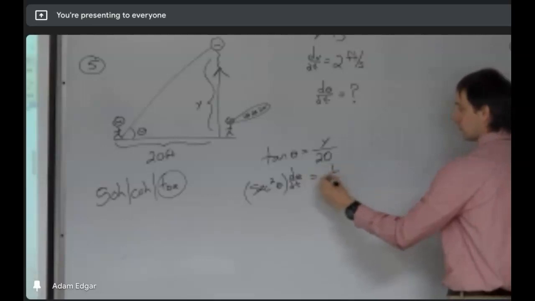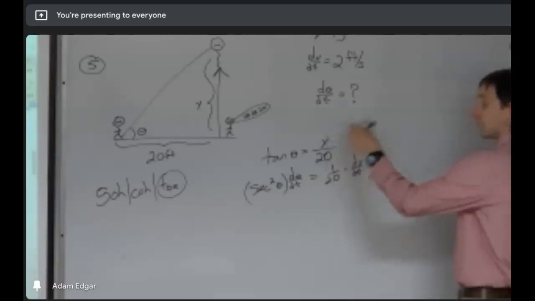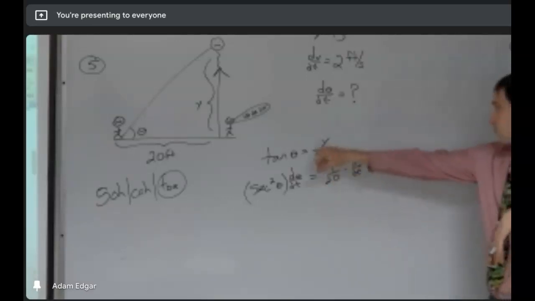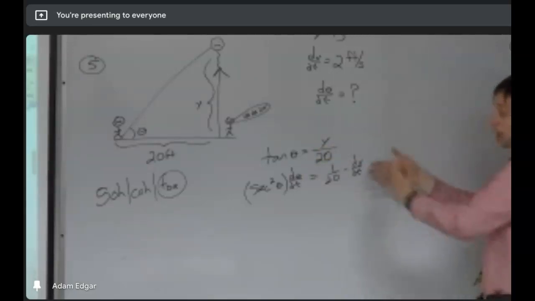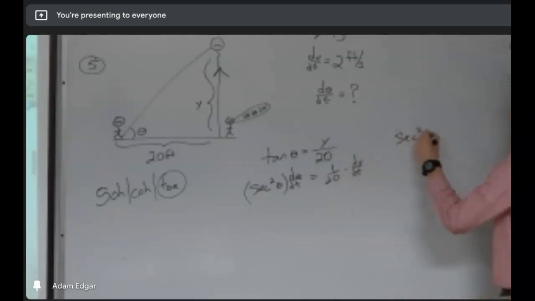It's 1 over 20 times dy dt. Because the y is in the numerator, not the denominator, you can just treat the 1 over 20 as a coefficient, and y becomes dy dt times the coefficient 1/20. So let me write that over here, so we have them side by side instead.